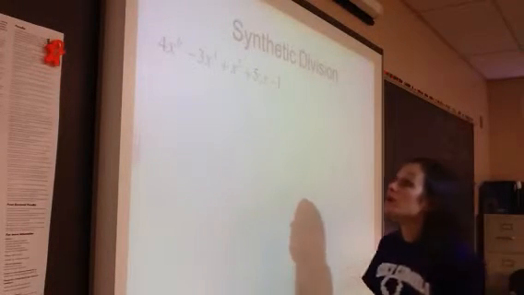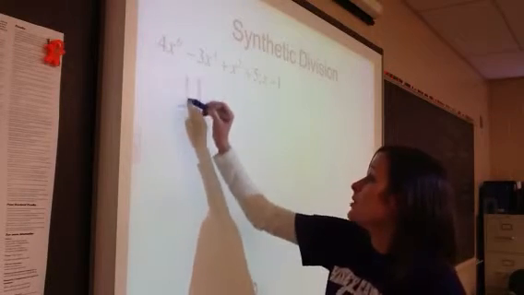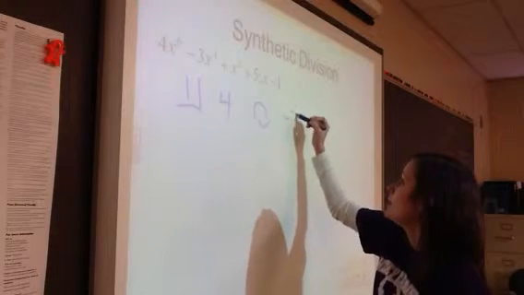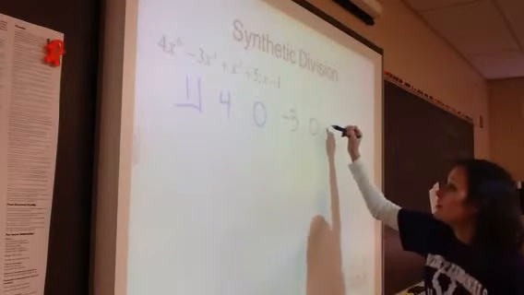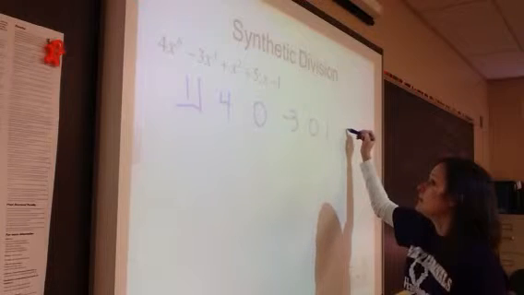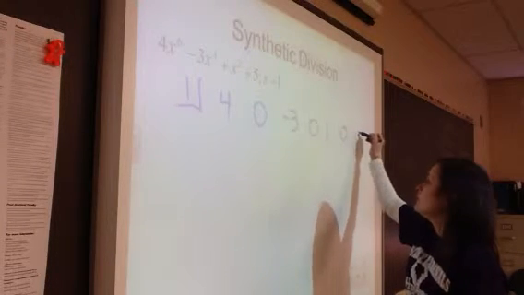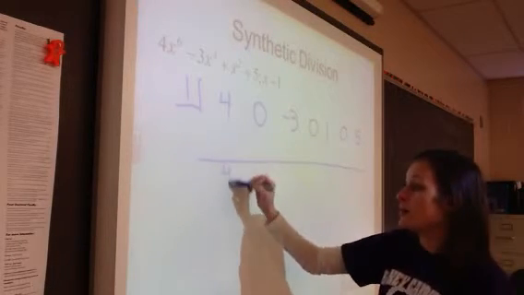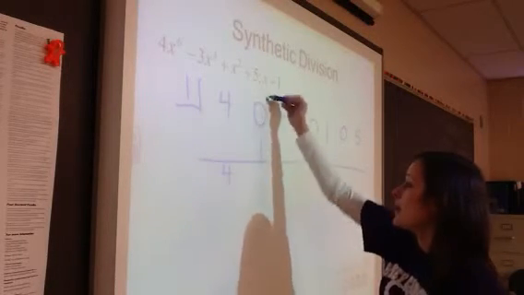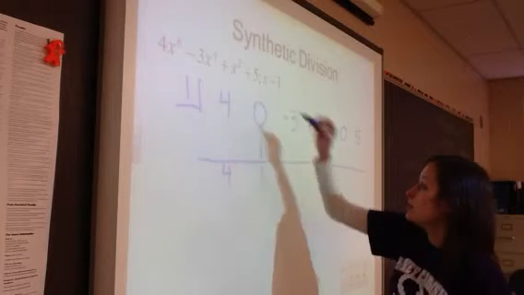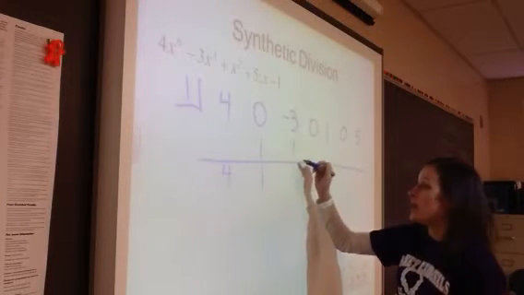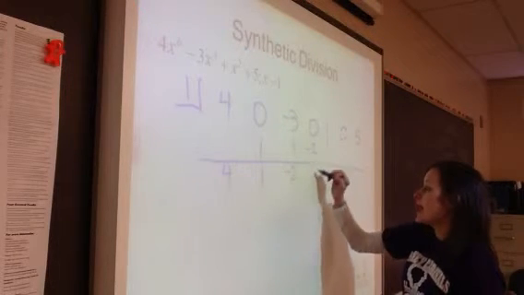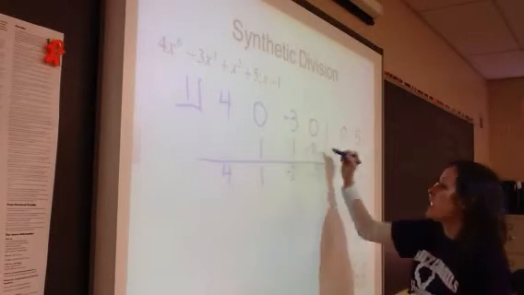So let's try one more. We got a backwards L of 1. We got 4, 0, negative 3, 0, 1, 0, 5. Drop down. 4. Multiply. 1. Add. 1. Multiply. 1. Add. Negative 2. Multiply. Negative 2. Add. Negative 2. Multiply. Negative 2.